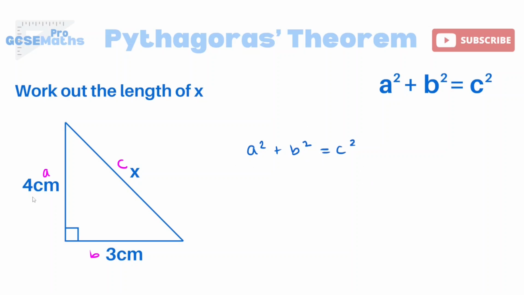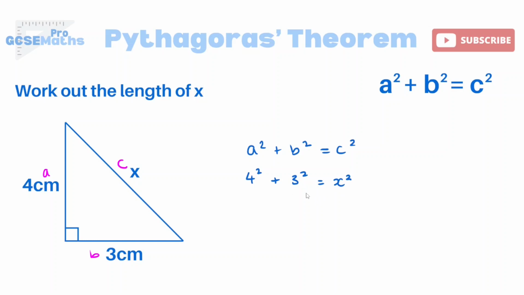Now I know that a, in this case, is 4, so I just put that as 4 squared. B is 3, so 3 squared. And C is technically x, so you can put C or you can put x, it doesn't really matter. There we go. Then, as you can see, it's just algebra at this point.